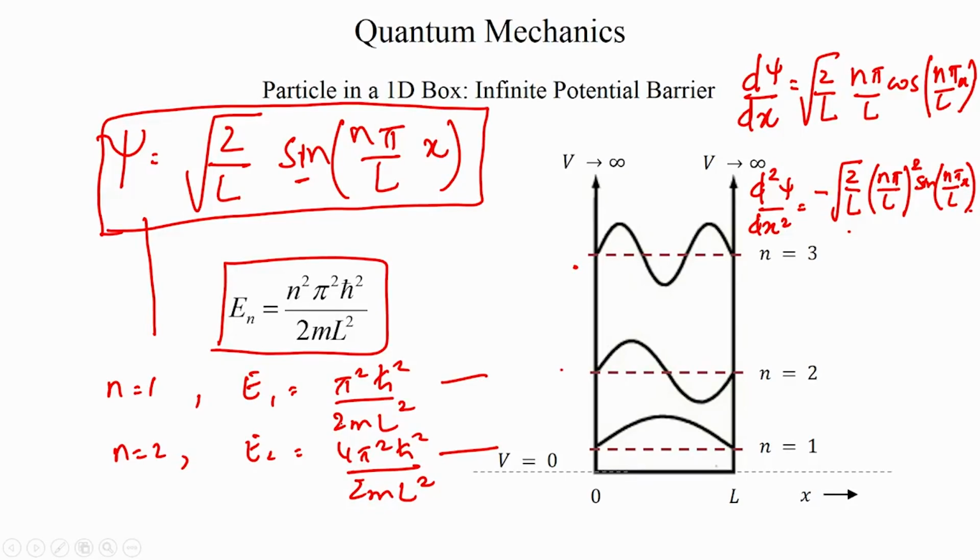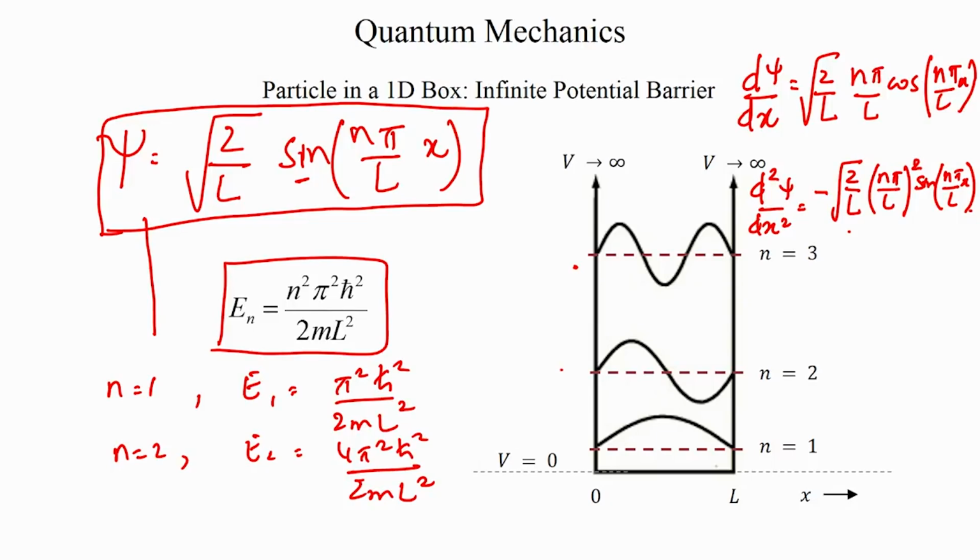You can't have this particle having an energy of, let us say, something in between. It can't have something like 1.5 pi square h bar square by 2m L square, because that violates the condition that n has to be an integer. So that can't happen. So the first thing to note is that the energies are all quantized.